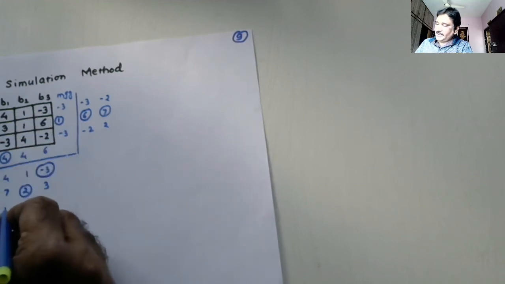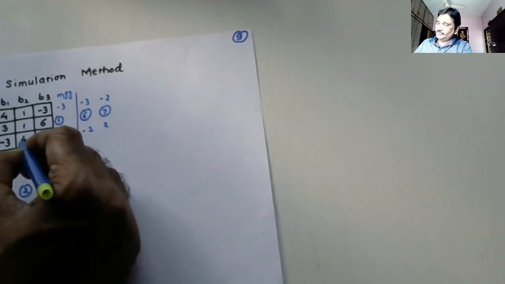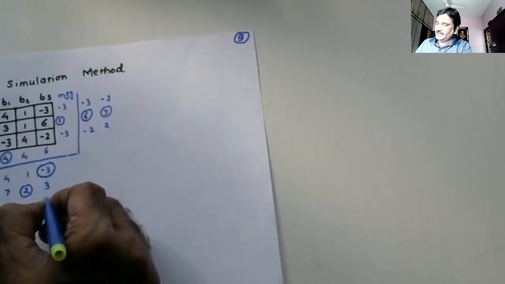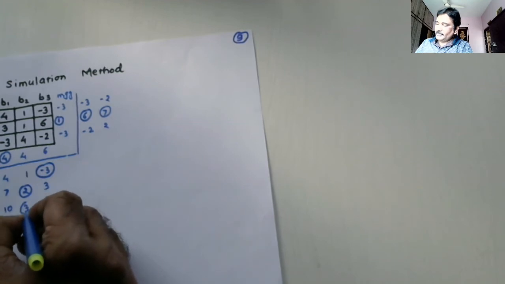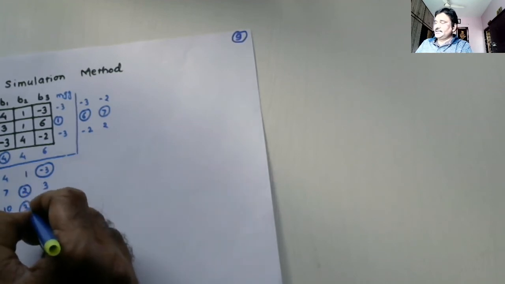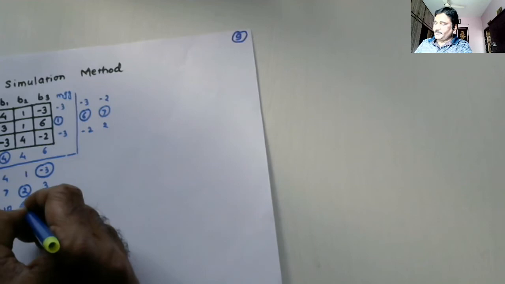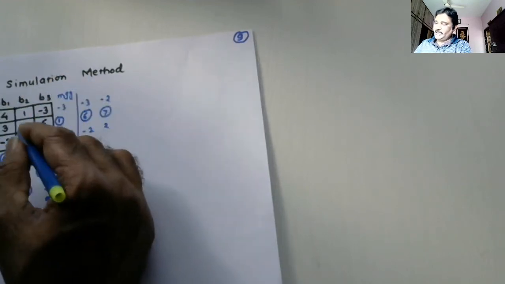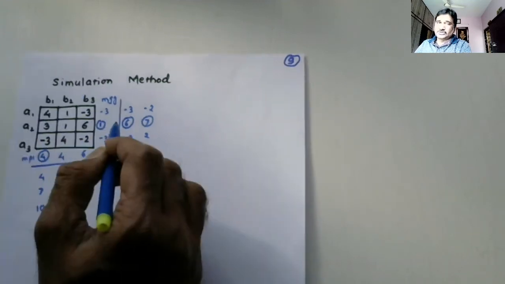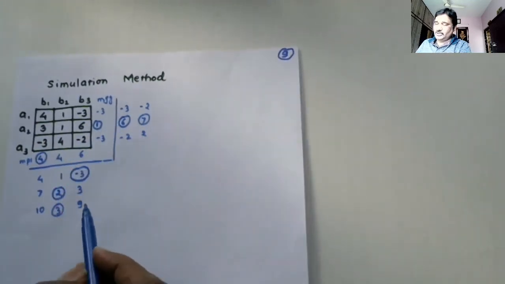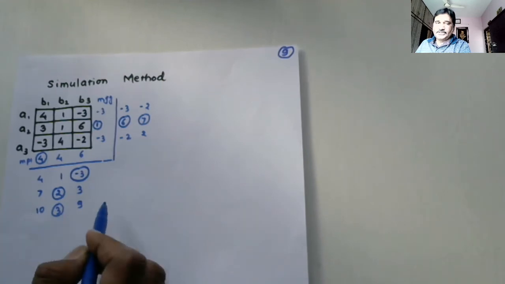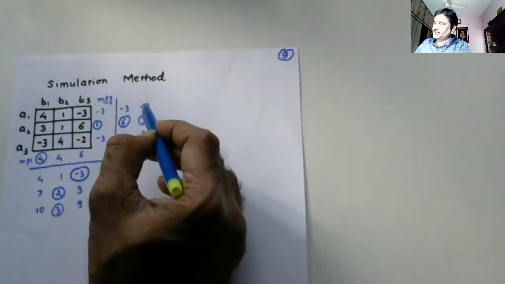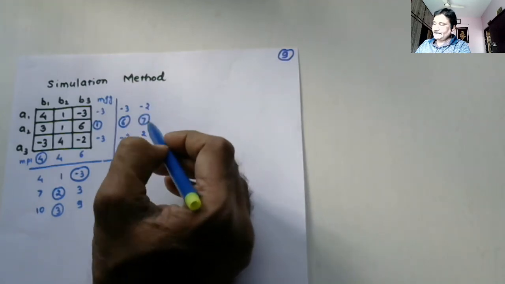7 plus 3 is 10, then 2 plus 1 is 3, and 6 plus 3 is 9. All right, this is the minimum value, so player B will be selecting to play B2. Player B selects its course of action based upon the minimum value here, and player A will be making his choice based upon the maximum value here, right?